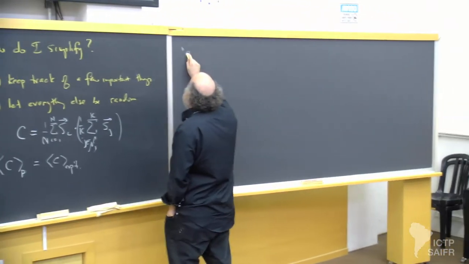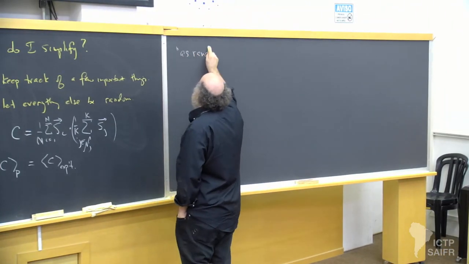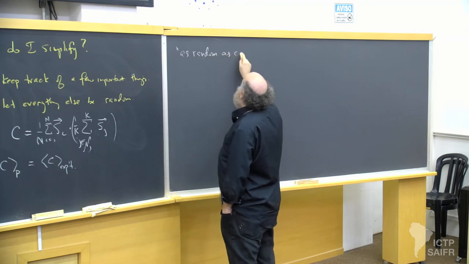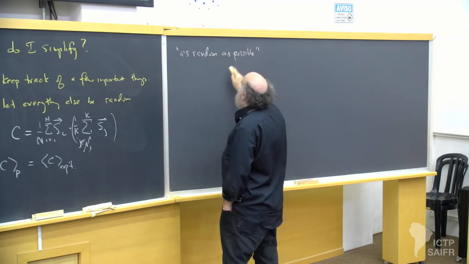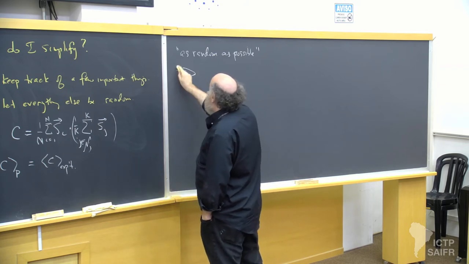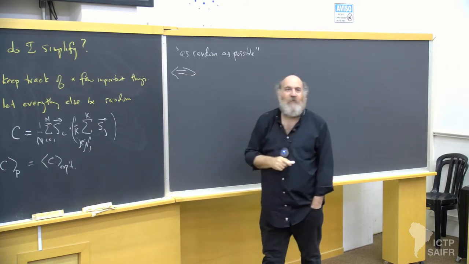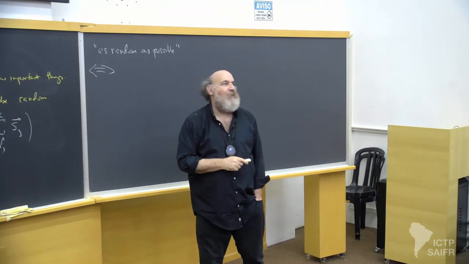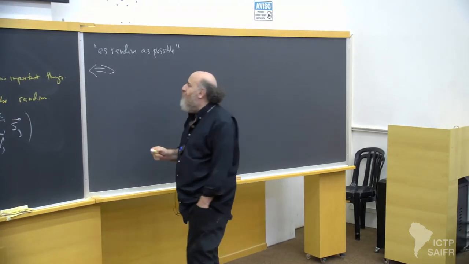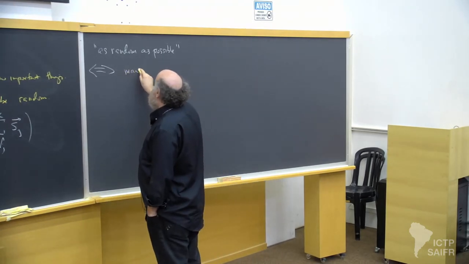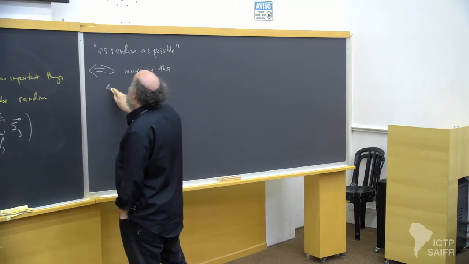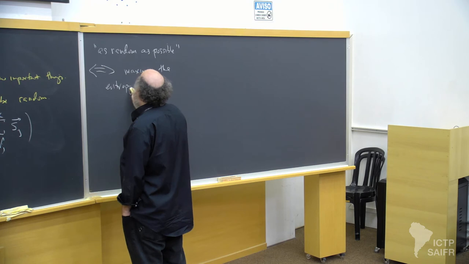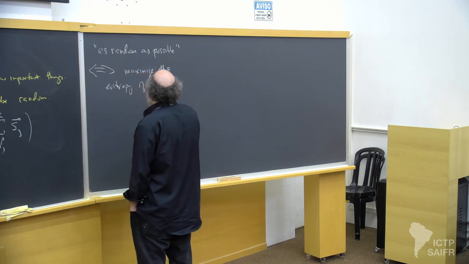So as random as possible, if you want to take those words and turn them into equations, it turns out there's only one way to do it. And that's to maximize the entropy of the probability distribution.